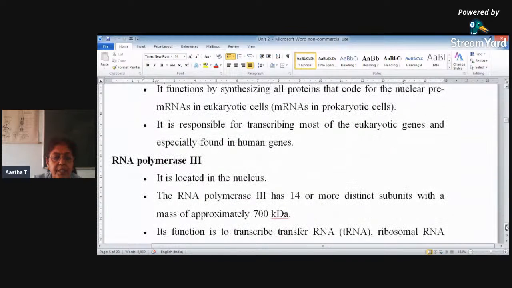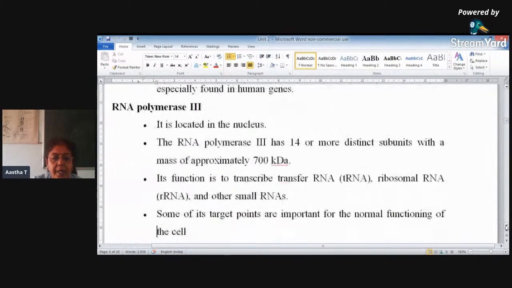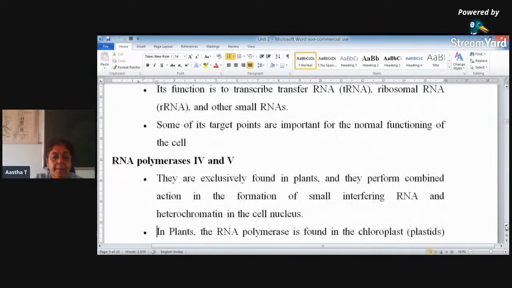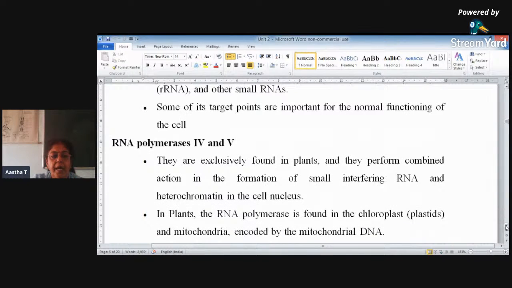RNA polymerase 3 is found in the nucleus. It has almost 14 subunits and its mass is 700 kilodaltons. It is used to transcribe tRNA and ribosomal RNA, that is 5S RNA, and other small RNAs. So they are helpful in the normal functioning of the cell. RNA polymerase 4 and 5 are especially found in plants and they are useful in small interfering RNA and heterochromatin in the cell nucleus.